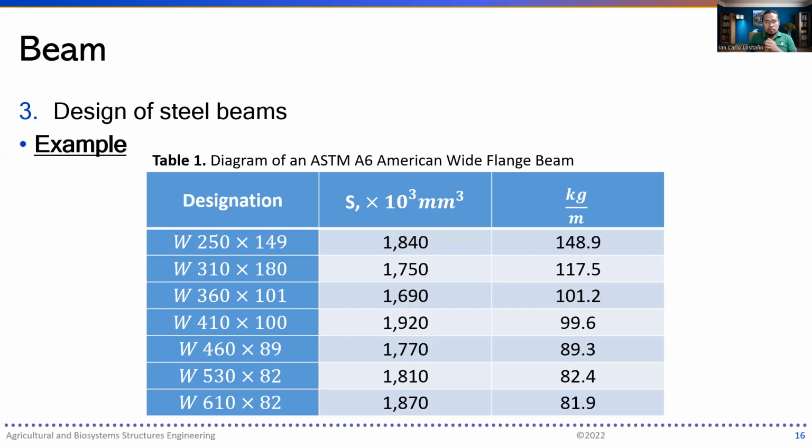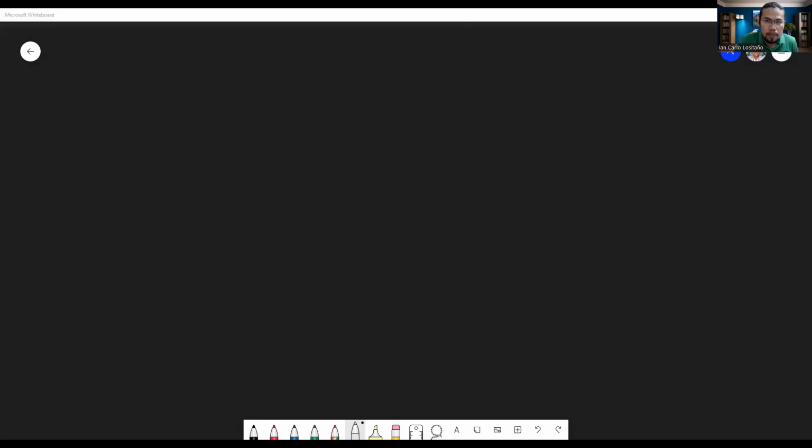That's the first column. You have your S. The S is I over C, and it's times 10 to the 3 millimeters cubed. You have that value, and then the weight of the beam is also provided. So how do we solve for this one? Right, let's try to solve this problem.